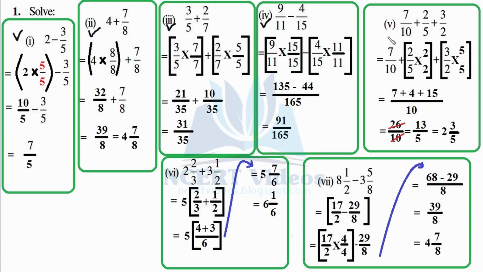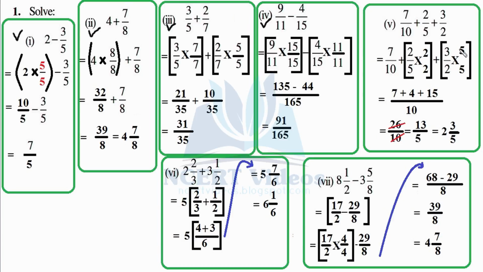Fifth part, 7 by 10 plus 2 by 5 plus 3 by 2. The denominator is 10. So we have to make this 10 and we have to make this 10 as well. To make it 10 we have to multiply it with 2, and in order to make it 10 we have to multiply it with 5. That's why this is done. Now 7 by 10 as it is. Now 2 twos are 4, so 4 here. One step has been omitted, you can do it because you have understood it.